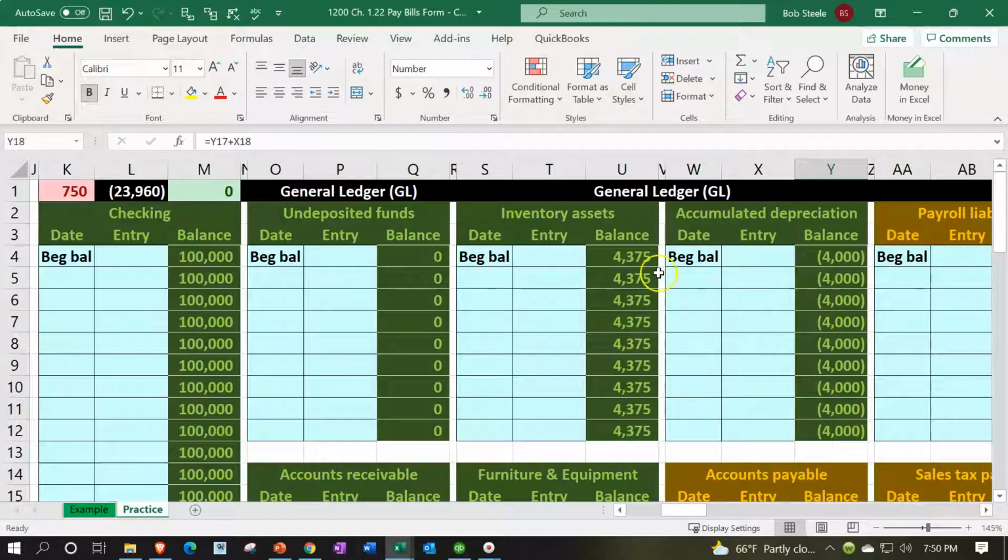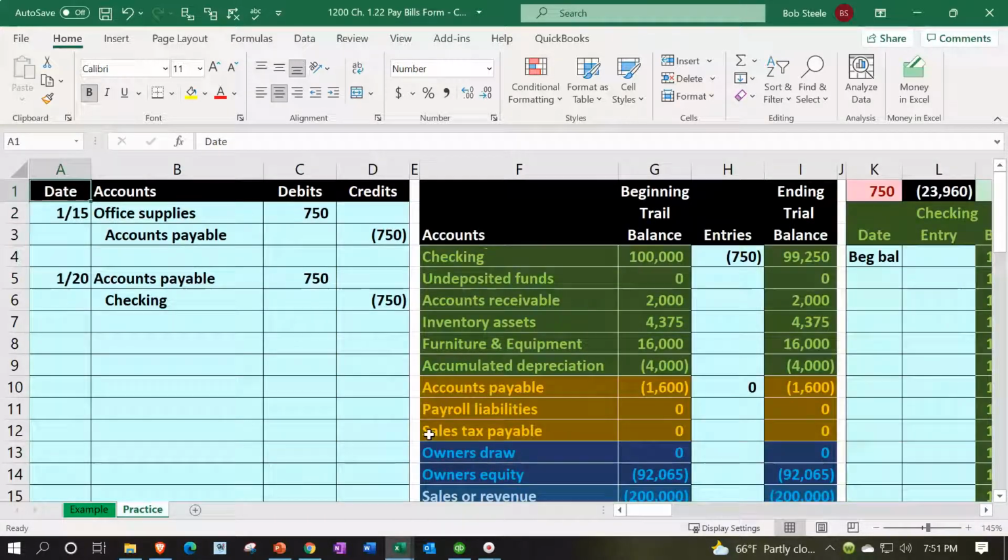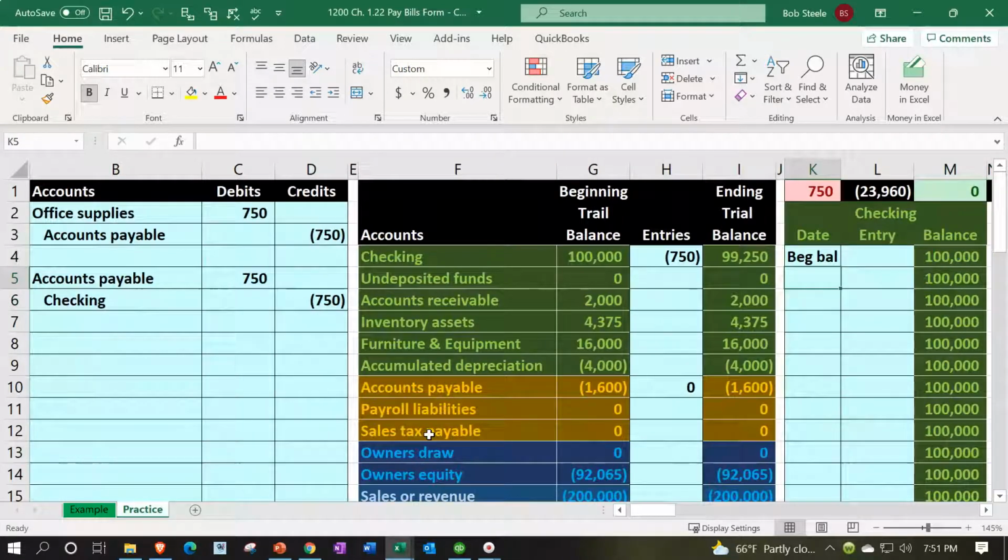So that brings us back to that 1,006, which should be on the trial balance here. We're out of balance by the 750 till we record the second half, which is right there. Let's record that second half on the checking account. Here's the checking account on 1/20. We are in cell L5.